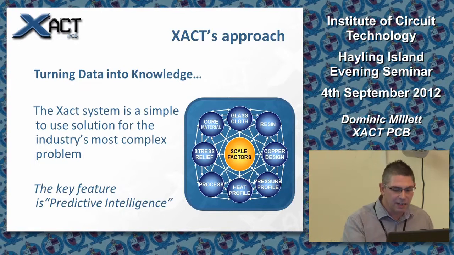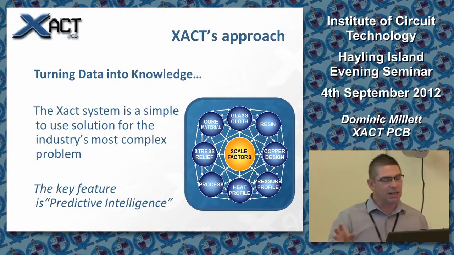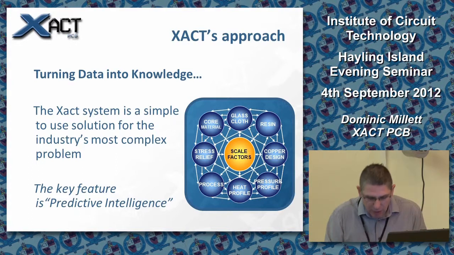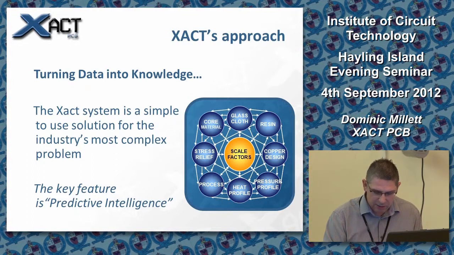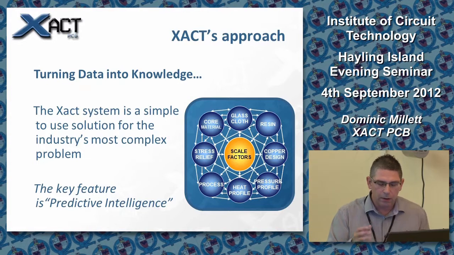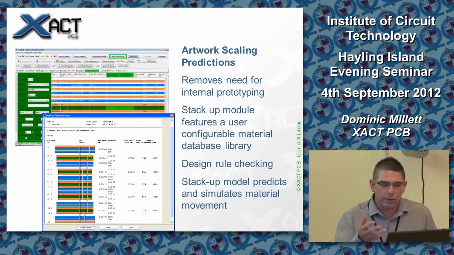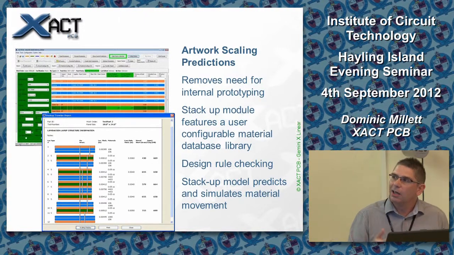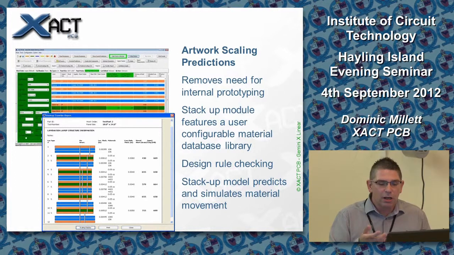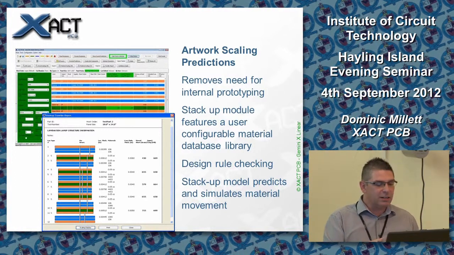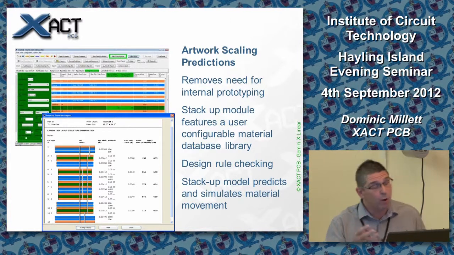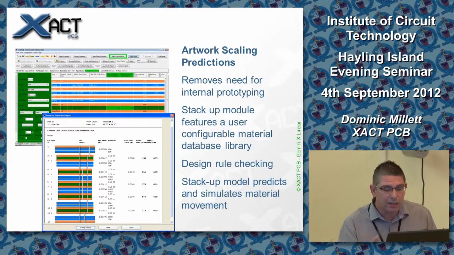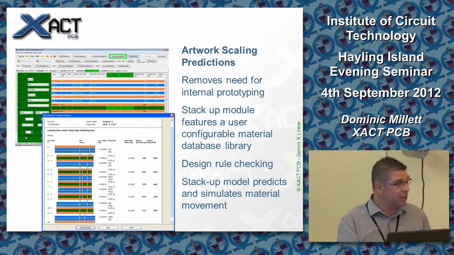i.e. get those inner layer scale factors right at the beginning and everything else follows. The registration is going to be good. Get the inner scale factors bang on, processing is going to be good. High yields. The system predicts artwork scaling, which removes the need for internal prototyping. There's a stack-up module which allows configurable materials. Any materials can be added into this stack-up module, and the system gives you predicted scale factors. The stack-up module predicts and simulates material movement for any material.